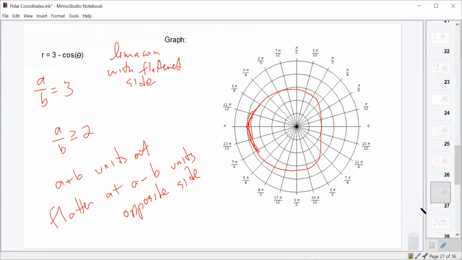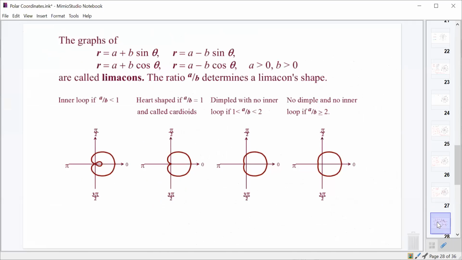So that's basically what there is to know about lemniscus. I'm not going to assign you anything to practice graphing them because I think it's pretty straightforward. Just learn the ratios and learn how far in and out it goes. And here is just sort of the basics of it, that if a over b is less than 1, it doesn't say greater than 0 there, but we always talk about a and b being positive numbers, so a over b will never be less than 1. And you get the inner loop.